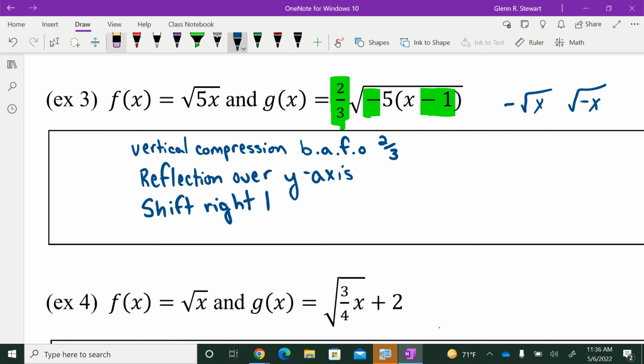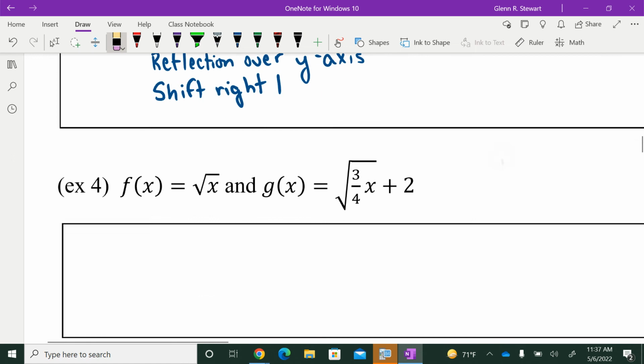How did you know that it was an inside reflection of y? Inside is a reflection of y. How did you know it was a vertical compression? The 2/3 is on the outside of the radical symbol. So the radical symbol, think of it as anything that's on the inside of that radical symbol is going to be horizontal. Anything to the outside is going to be vertical.